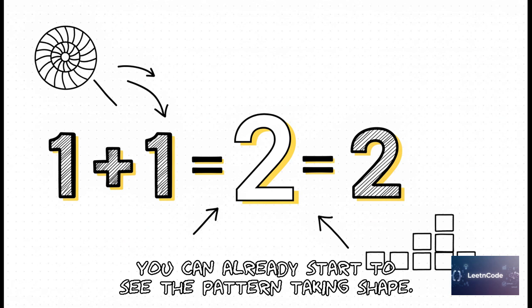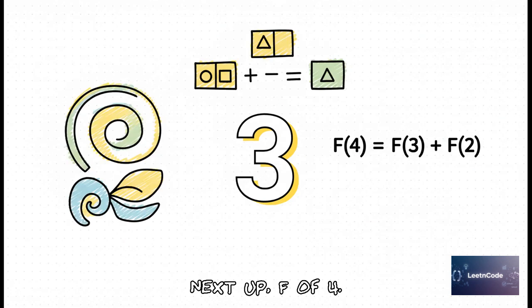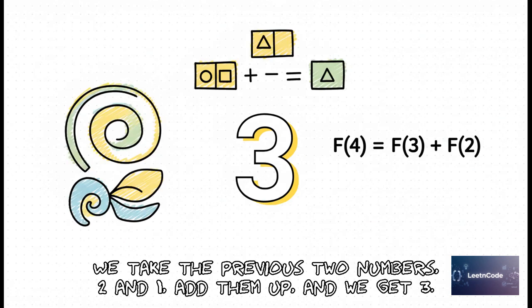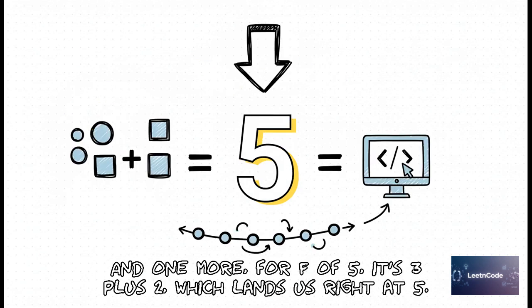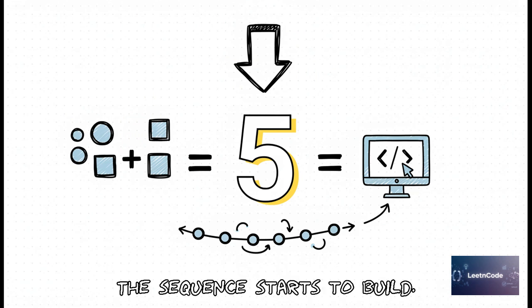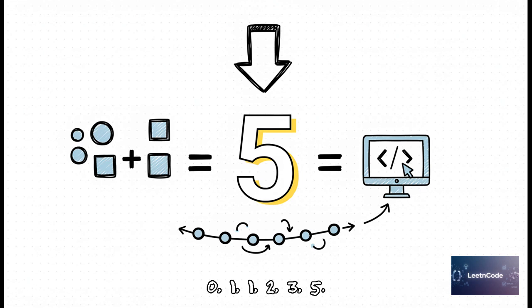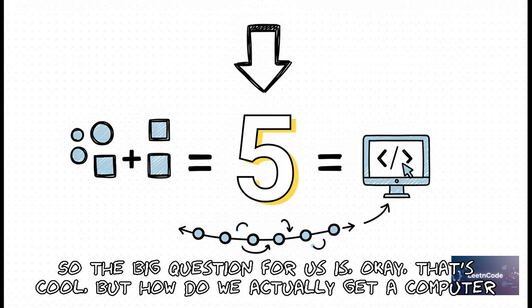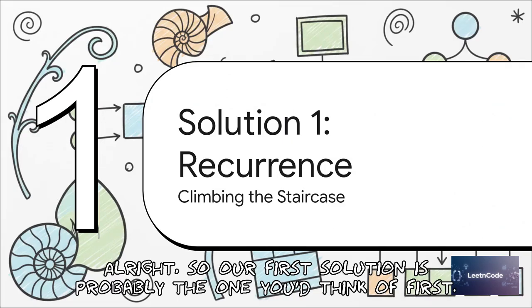You can already start to see the pattern taking shape. Next up, f of 4. We take the previous two numbers, 2 and 1, add them up, and we get 3. And one more, for f of 5, it's 3 plus 2, which lands us right at 5. So there you have it, the sequence starts to build: 0, 1, 1, 2, 3, 5, and it just keeps going, forever. So the big question for us is, okay, that's cool, but how do we actually get a computer to calculate this?